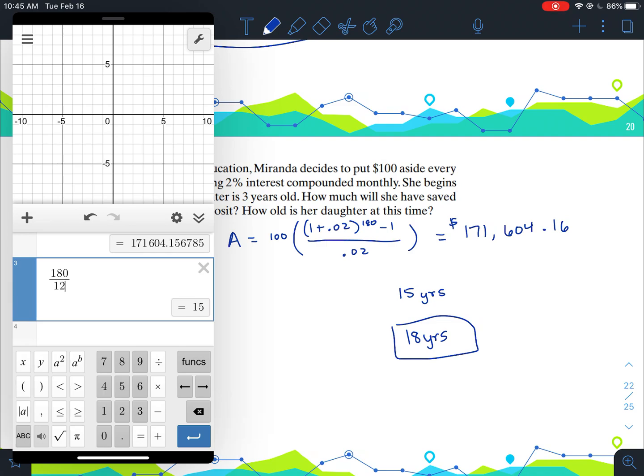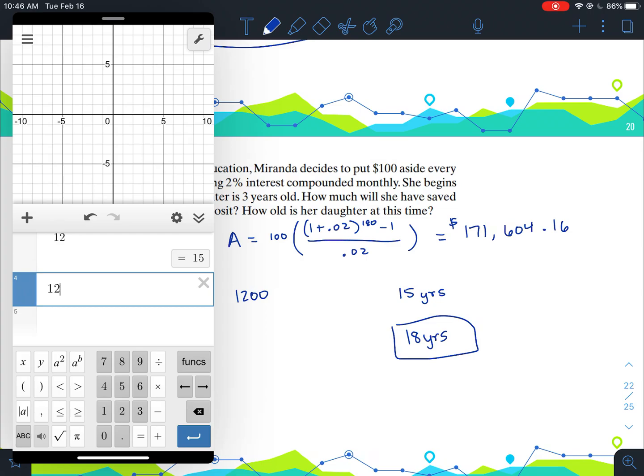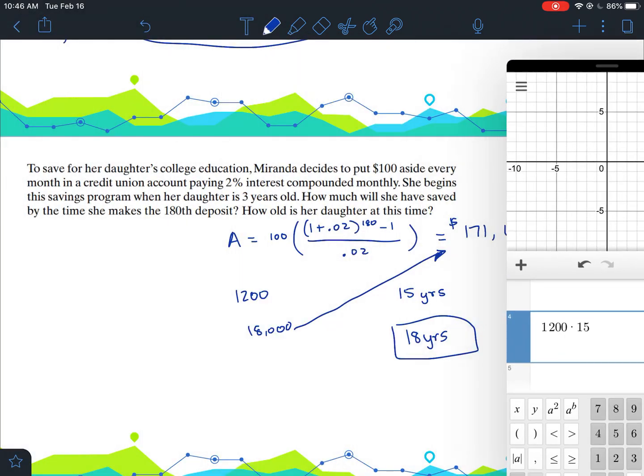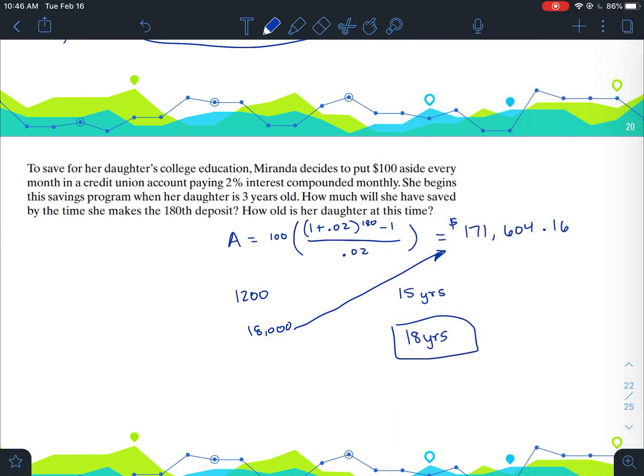And so she's invested $100 every month. So every year she's invested $1,200. And for 15 years, she has invested a total of $18,000. And that $18,000 is now worth a total of $171,604.16 at the end of 15 years.